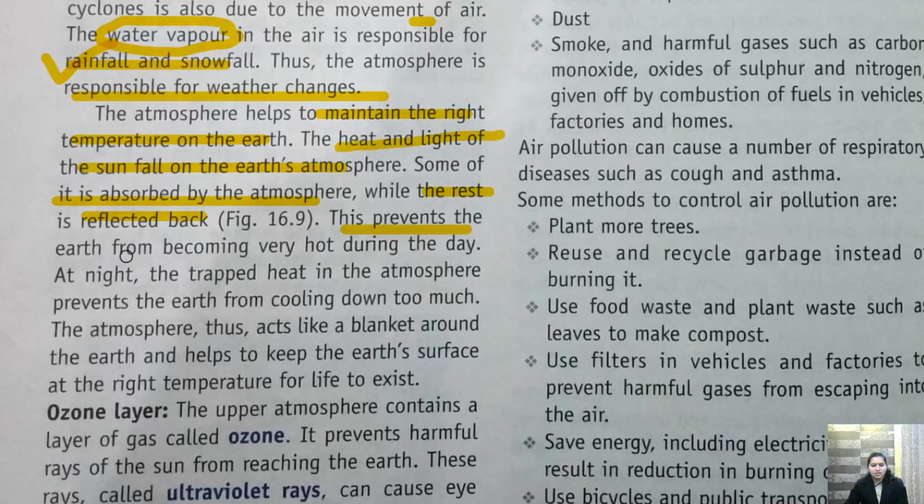So this prevents the earth from becoming very hot during the day. क्योंकि लाइट रिफ्लेक्ट हो जा रही है एटमॉस्फेयर की वजह से, तो दिन के टाइम में बहुत गर्मी नहीं होती है. And same goes at the night. रात में भी क्या होता है कि because earth has become hot in the morning, तो वो अपनी हीट रिलीज करता है to maintain the temperature at night. ठीक है, so that is why atmosphere acts as a blanket around the earth. Atmosphere acts as a blanket around the earth and it protects the earth.